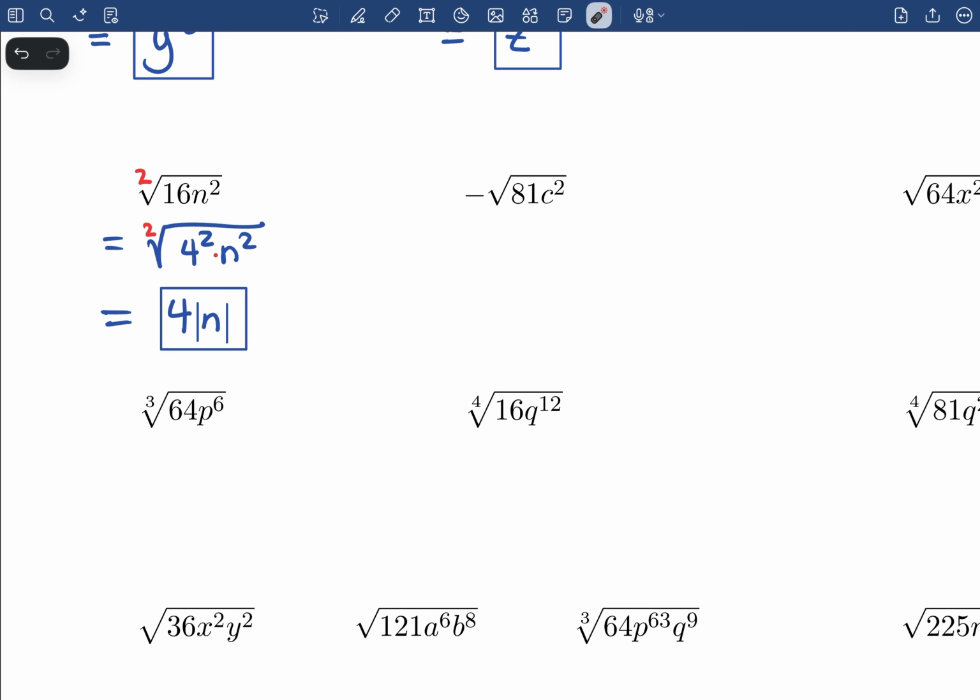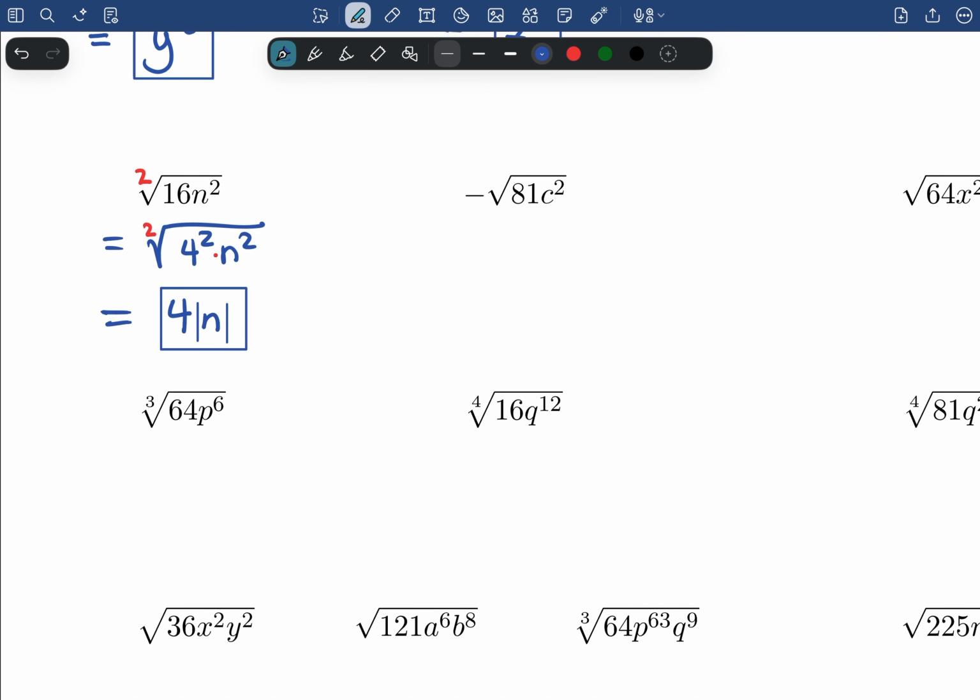Let's look at the next example. I have the negative square root of 81 times c squared. So I'm going to help your brains. First of all, the index is 2. It's even. I've got a negative out front. Okay, that's safe. I don't have to worry about that. It's just going to continue to be part of my answer. And then 81 is a perfect square. It's 9 squared. And then I have c squared, right?